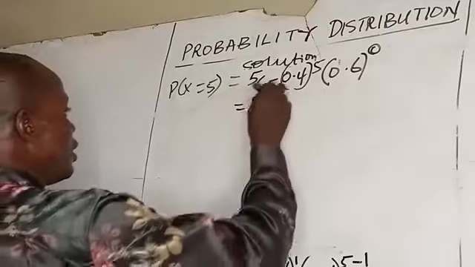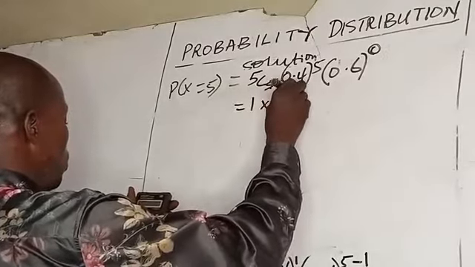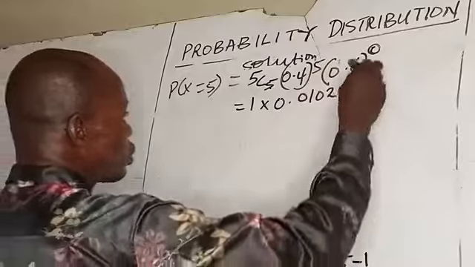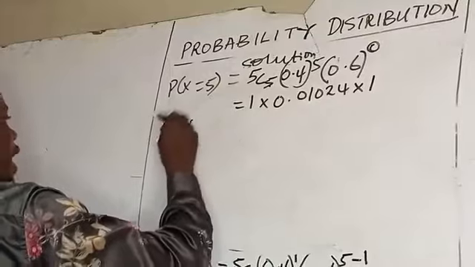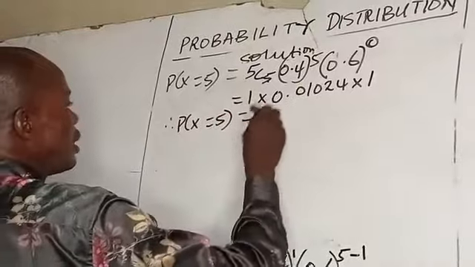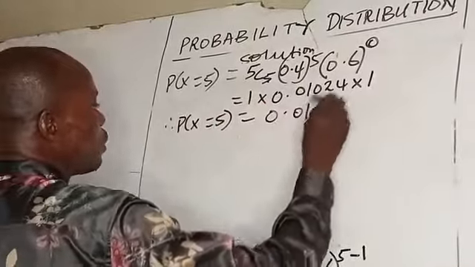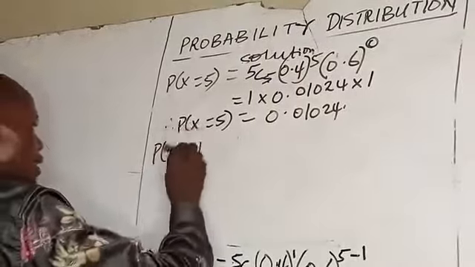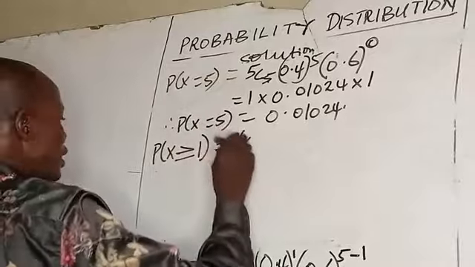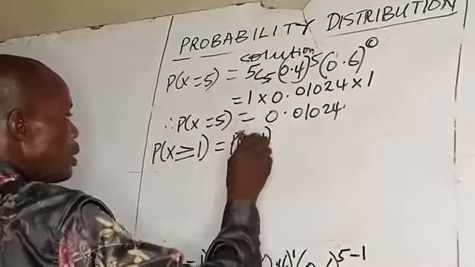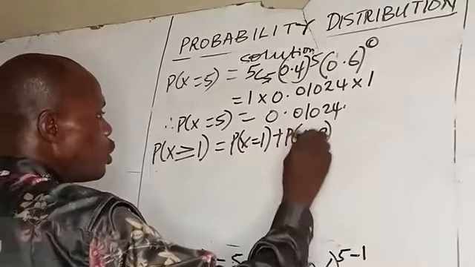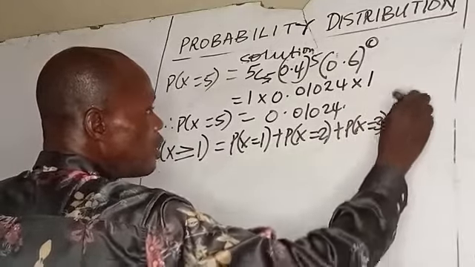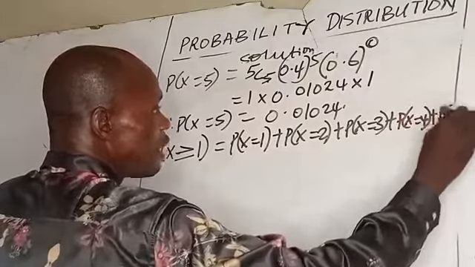That gives us 0.01024 times 0.6 raised to power 0, which is 1. Then multiply them out. Therefore, probability of x equals to 5 is 0.01024. Now, you want to find the probability of x greater than or equal to 1, which will be probability of x equals 1 plus probability of x equal to 2 plus probability of x equal to 3 plus probability of x equal to 4 plus probability of x equals to 5.